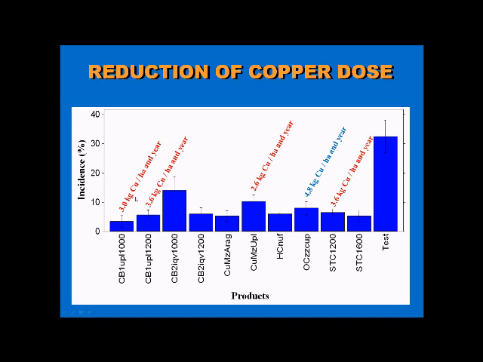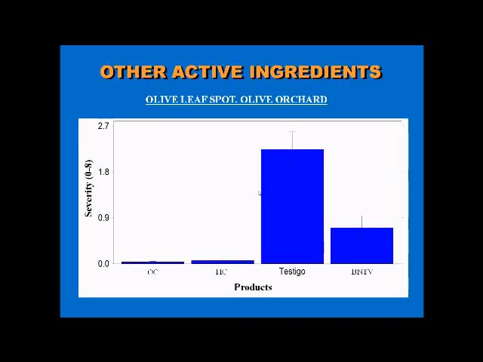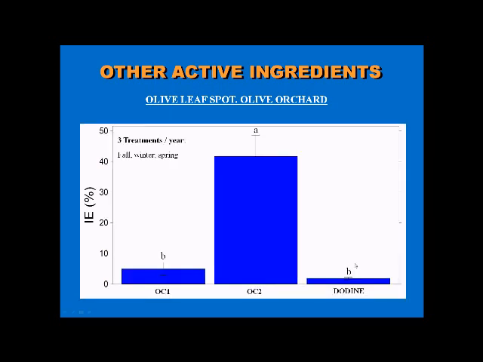3.0 kilograms of copper per hectare and year, even with this product, mixing copper and mancozeb, we achieve the same or similar result, applying only 2.6 kg of copper per hectare and year. Other active ingredients that have demonstrated their effect against this disease are, for example, bentiavalicarb or dodine. In experiments carried out in olive orchards, they have demonstrated a good efficacy against this pathogen.